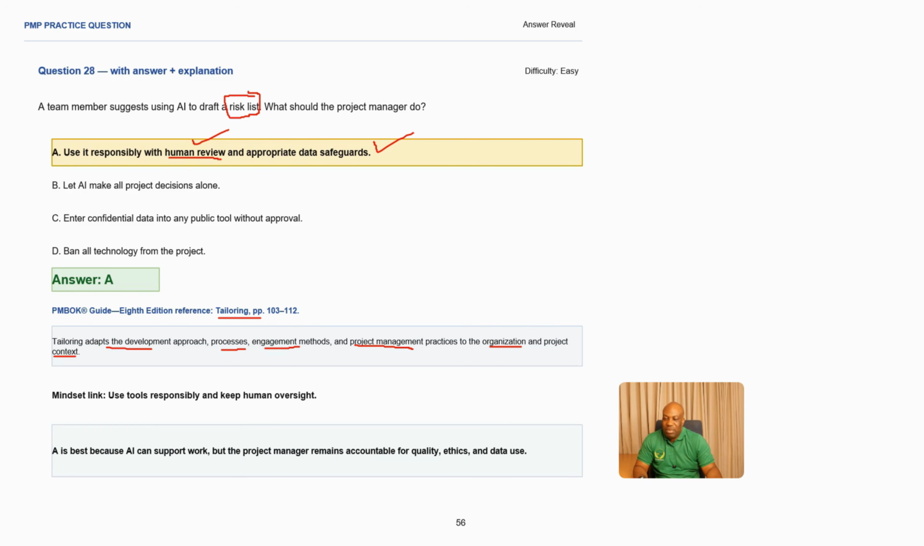So what is the best mindset that you can use in this particular scenario? You use tools responsibly and keep human oversight. You still need some human intervention to make sure that whatever is coming from AI is actually correct, making A the best answer. AI can support work, but the project manager remains accountable for quality, ethics, and also data use. Making A the best answer.